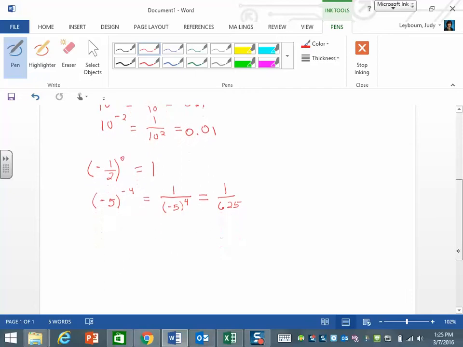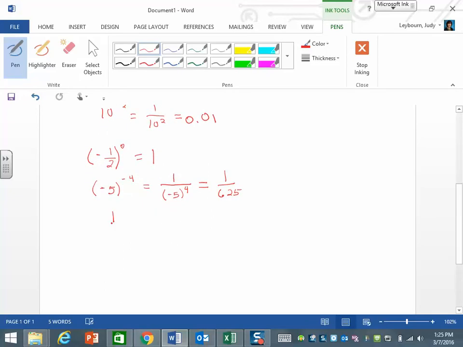Another example would be if we have 1/6 to the negative second. Now it means the reciprocal, and since it's already in the denominator, its reciprocal would be in the numerator, and so it would be equal to 6 squared, or 36. So if the negative exponent is in the denominator, if it moves to the numerator, it becomes a positive exponent. Or if it's a negative exponent in the numerator, it moves to the denominator and it becomes a positive exponent.